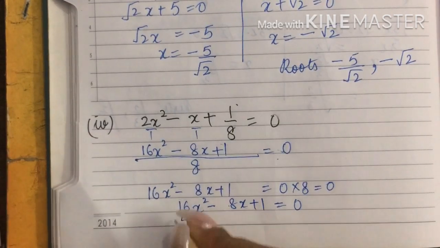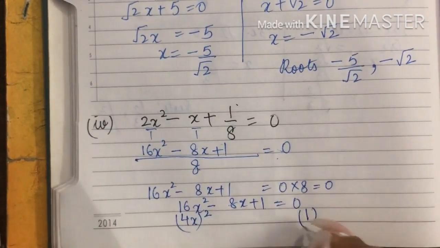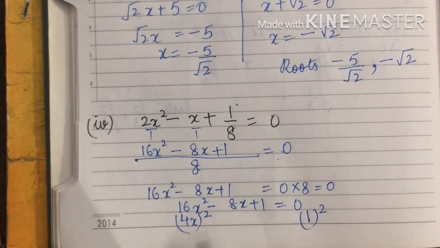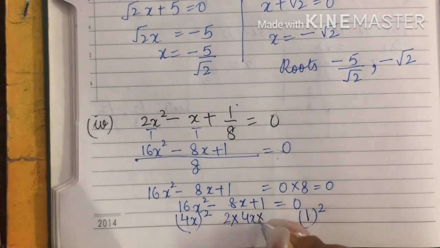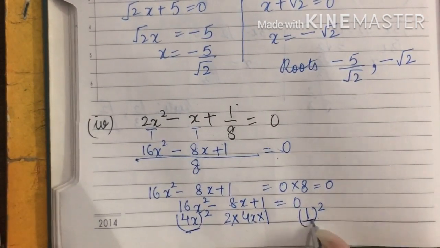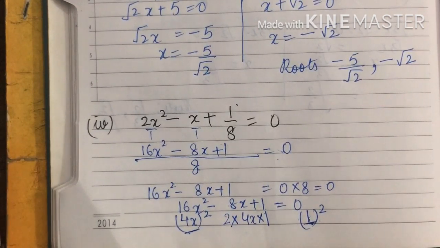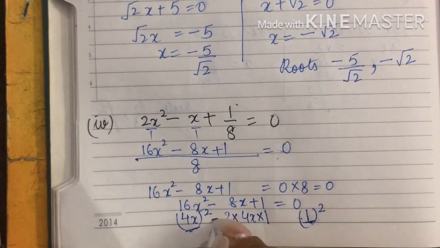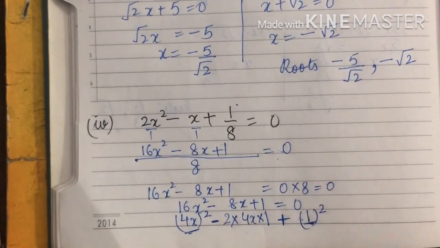This is the square of 4x. This is the square of 1. First term, the last term, perfect squares. And the middle term is double the product of these two. So this and this, 4x into 1 doubled. The product of the terms inside the squares, doubled. And the middle term is with minus sign, the last term is with plus sign, right hand side is 0. A square, b square, 2ab.